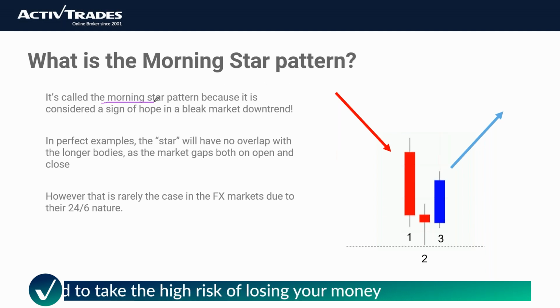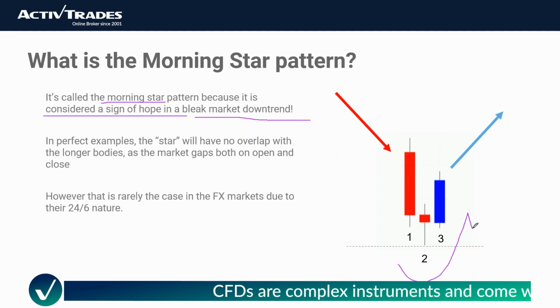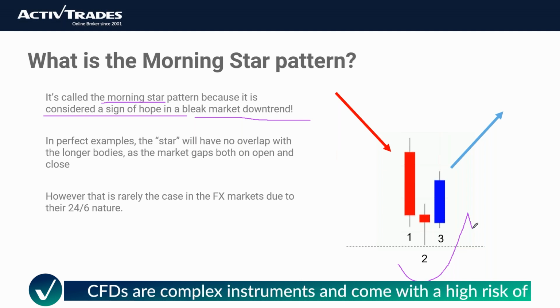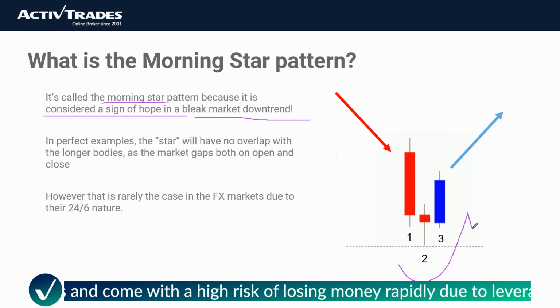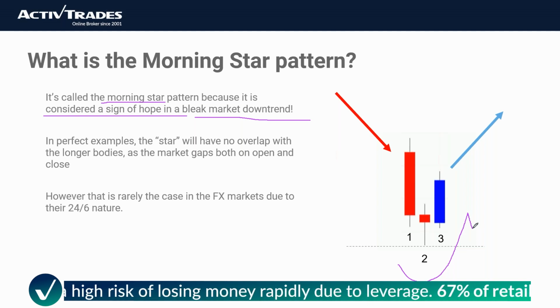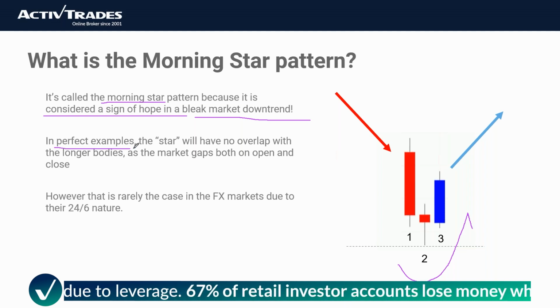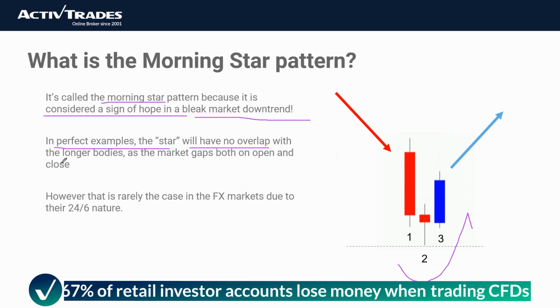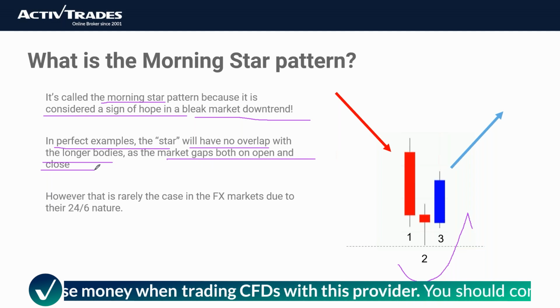It is known as the morning star pattern because it's considered a sign of hope in a bleak market downtrend. A way to remember it is that it's morning because that's when the sun is rising. That's why we're expecting a little bit of daylight, and a higher probability of a bullish move going forward, and so that's why it's known as a morning star. Now, in perfect examples, the stars have no overlap with the longer bodies, as the market should gap both on the open and the close.